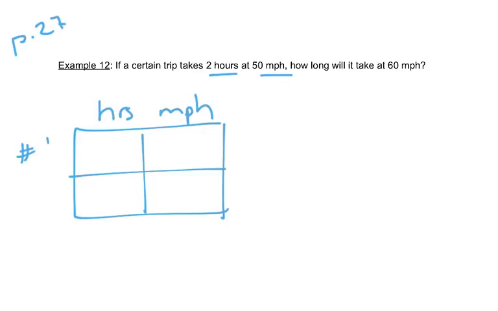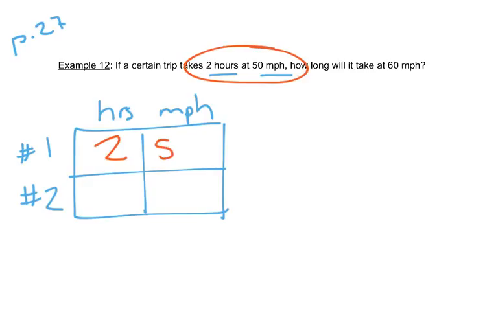And we have trip 1 and trip 2. So in the first information, we know that it takes 2 hours at 50 miles per hour. And the second bit says 60 miles per hour, and it wants to know how long. So we'll have the X underneath the hours.